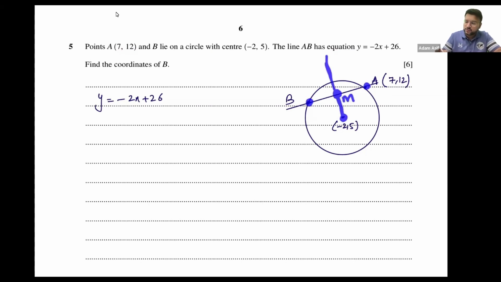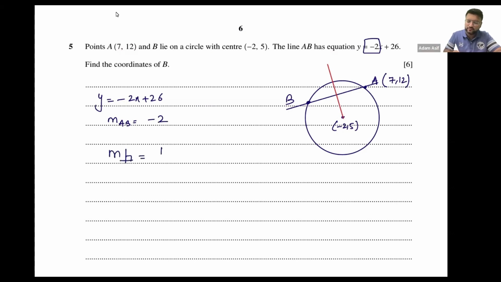ठीक है, तो सबसे पहले स्टेप क्या करेंगे हम? First we need to evaluate the gradient of the line AB. What is the gradient of the line AB? Using the equation of the line, give me the gradient of the line AB. AB की equation आपके पास है. Give me the gradient of the line AB. देख के बता दो equation से. -2, सही. The gradient of the line AB is -2.